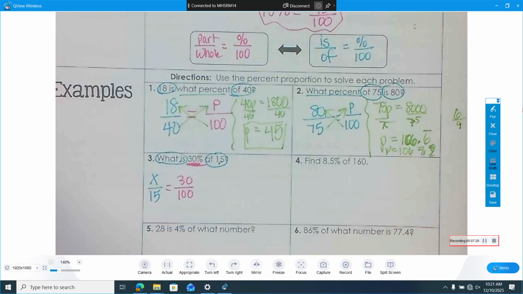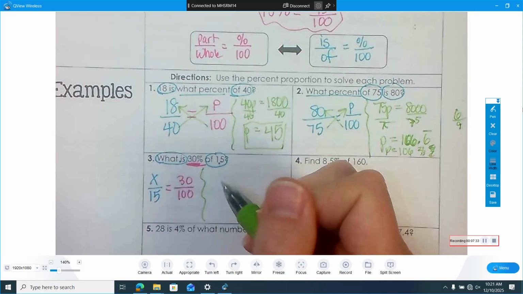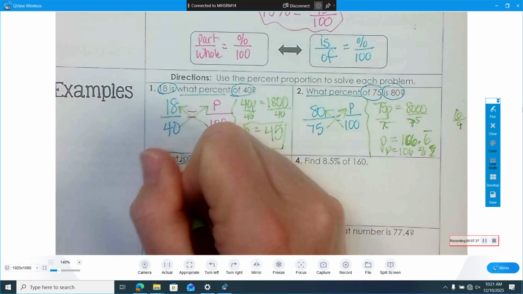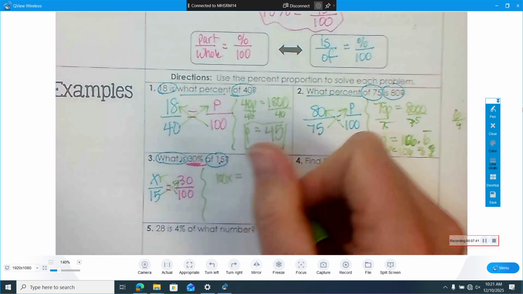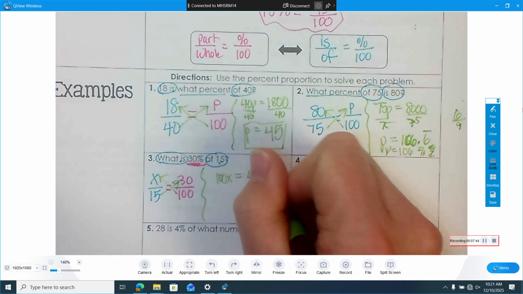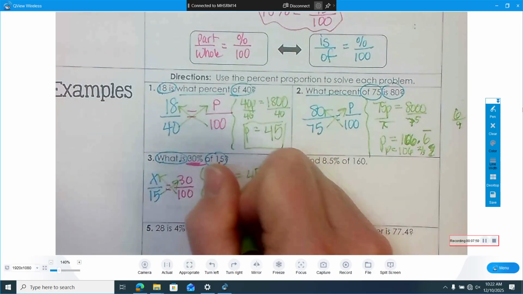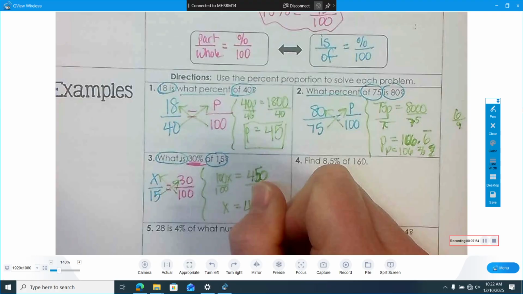All right, and what do we do? Cross multiply. So easy here. So we have 100x equals 15 times 30, which is 450. And then we divide by 100, which is 4.5.